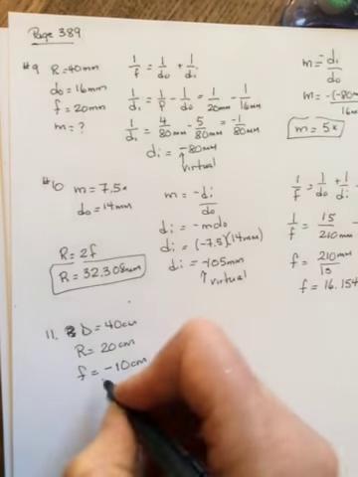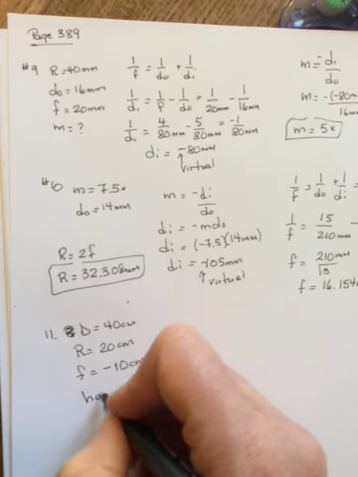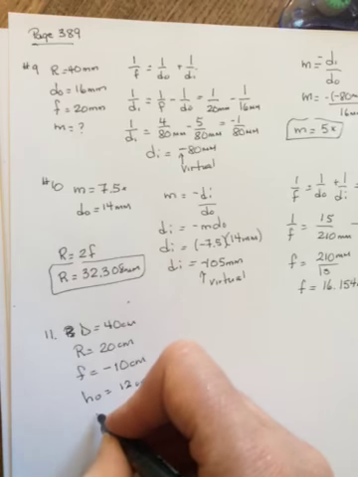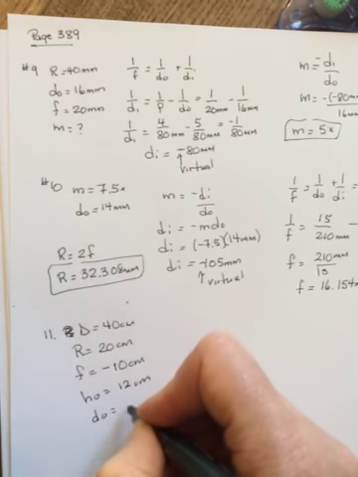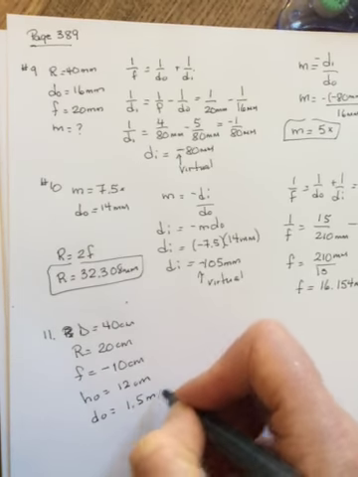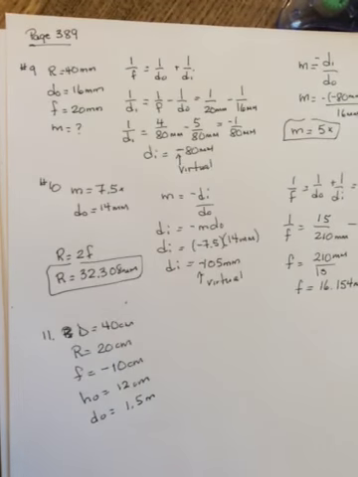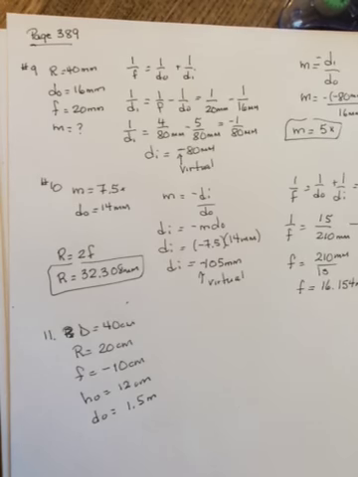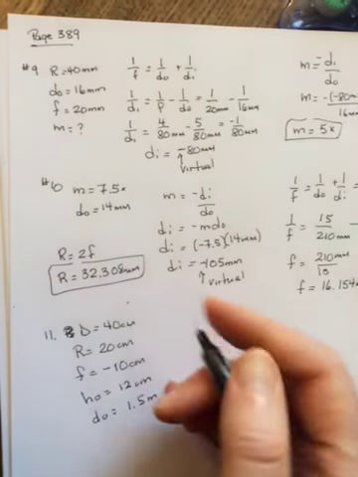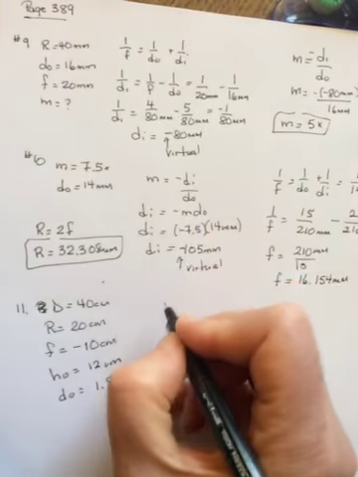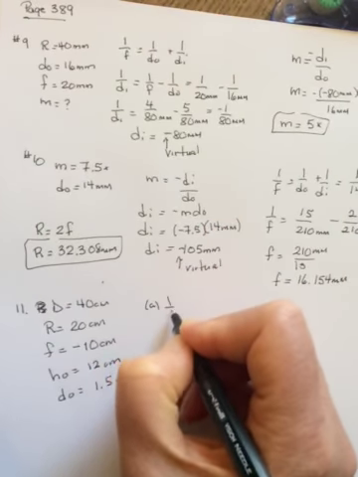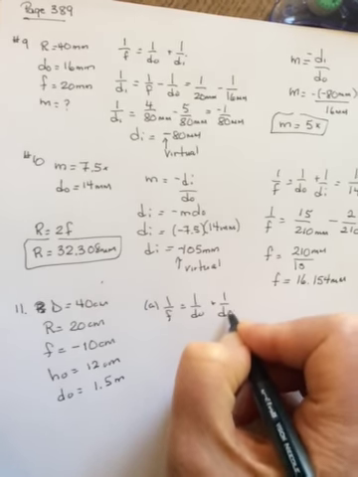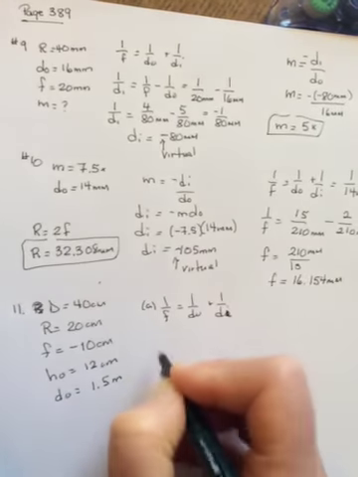A 12 centimeter high robin, that's HO, sits in a tree 1.5 meters from the sphere, DO, 1.5 meters. And it wants to know where is the image, DI, and how long is the robin's image, HI. Okay, so first we do 1 over F is equal to 1 over DO plus 1 over DI. Whoops, that's really an I, it just looks like an O.